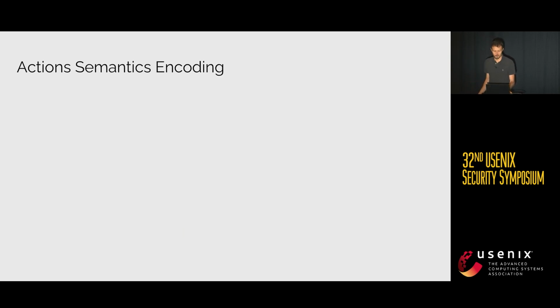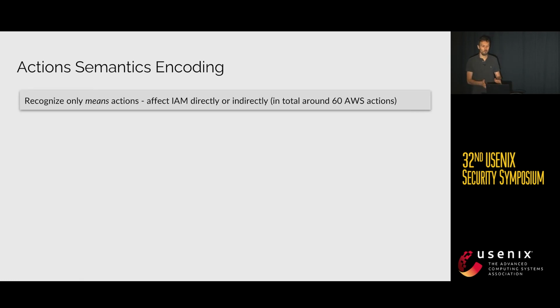Regarding the action semantics, we do not model all AWS actions, as there are hundreds of services and actions in AWS. We want to focus only on the relevant actions, those that either affect IAM directly or indirectly, perhaps because there is some discovered IAM vulnerability, like AWS Lambda. In total, we modeled around 60 actions: the full list is in the paper, all the Rhino Security Labs article actions, and some complementary actions.